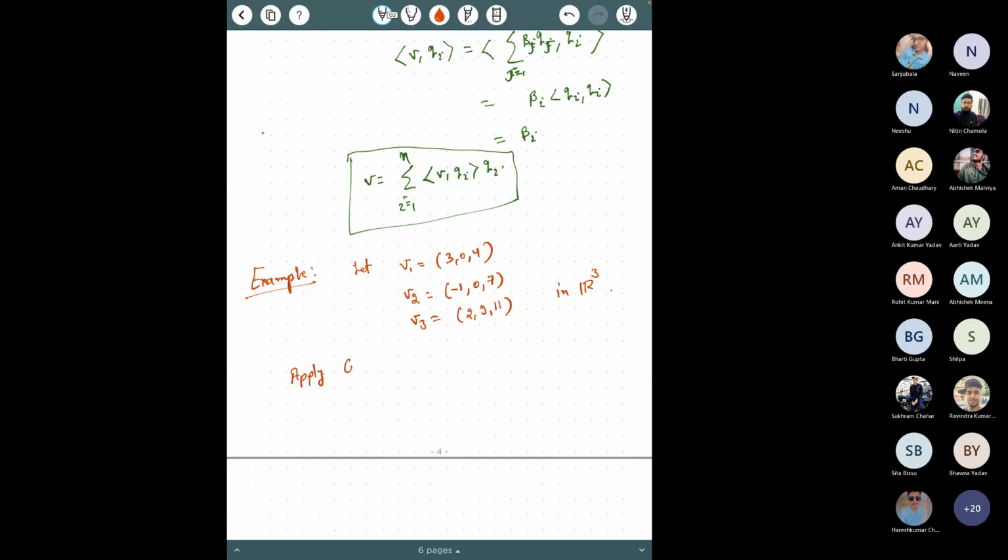Sir, if it is linearly dependent, can we still call it an orthonormal basis? What I'm saying is that suppose you are given v1, v2, v3. You don't know whether they are linearly dependent or not, and you want to find a basis for this space, let's say W. Now you start applying Gram-Schmidt on v1, v2, v3.